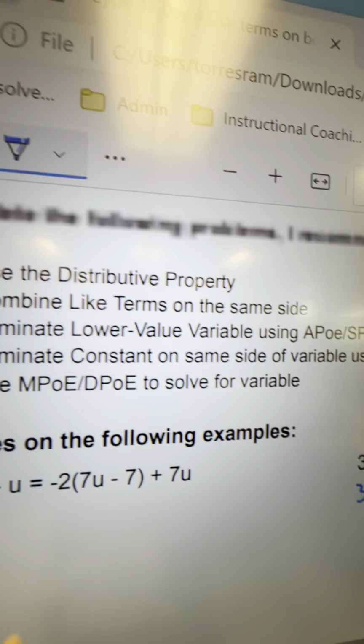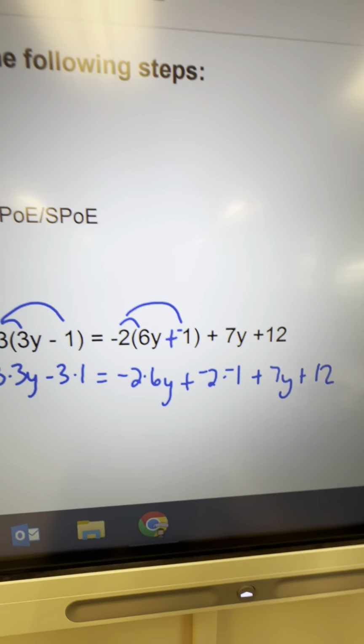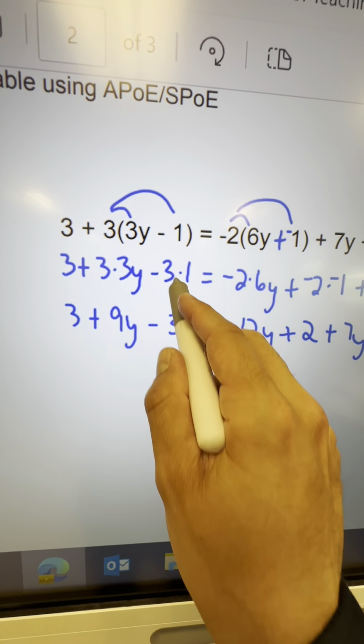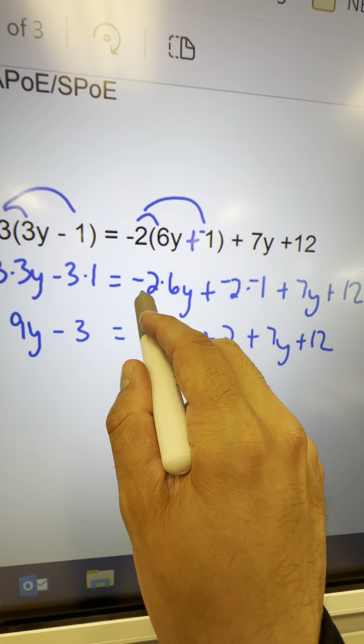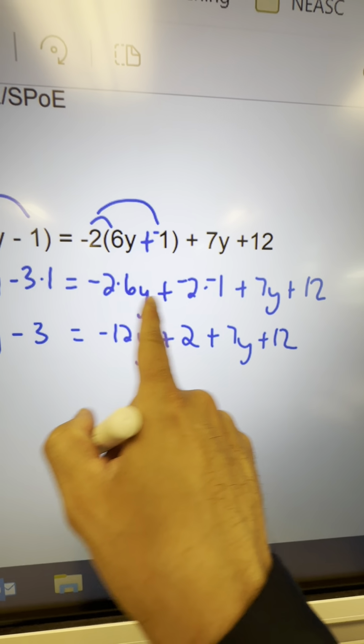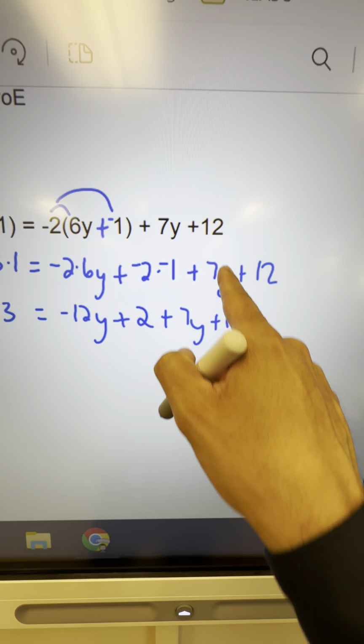And after the distributive property, which we just did, you're going to combine like terms on the same side. So look for like terms on this side as well as this side. But again, before I do that, let me just simplify this first. So you can see here, I multiplied these out, got 9y, multiplied this, got 3, negative 2 times 6, negative 12, and negative 2 times negative 1, positive 2. So again, as you're simplifying, make sure you pay close attention to those negatives, and then write down the rest.